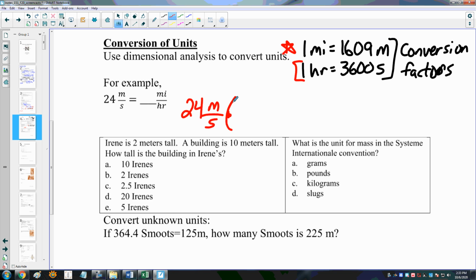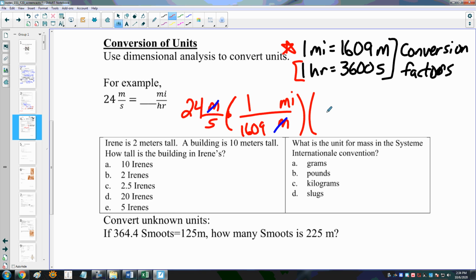So let's take the miles to meters first. I have meters in the numerator, so I'll have to put my conversion factor with meters in the denominator, and then I'll have miles up here. So I know that 1 mile is 1,609 meters. Now let's recognize what has happened here is that I'm canceling out that unit. I don't cancel the numbers, right? But I cancel out the units, and it leaves me with miles in the numerator.